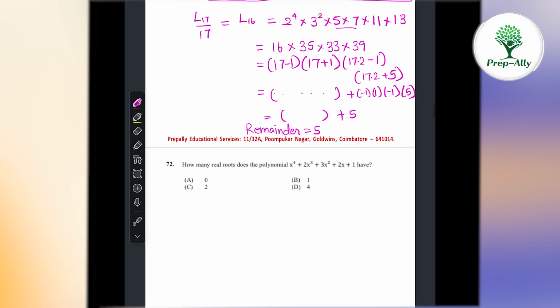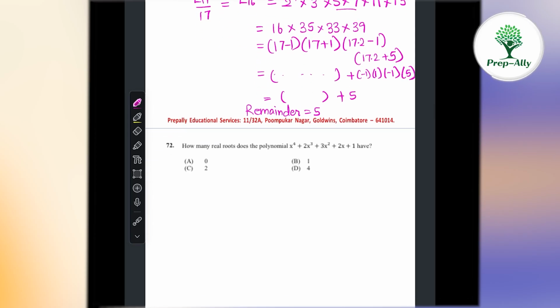The next question is, how many real roots does the polynomial x power 4 plus 2x cubed plus 3x squared plus 2x plus 1 have? So this can be written as x power 4 plus x cubed plus x squared plus x cubed plus x squared plus x squared plus x plus 1, right?